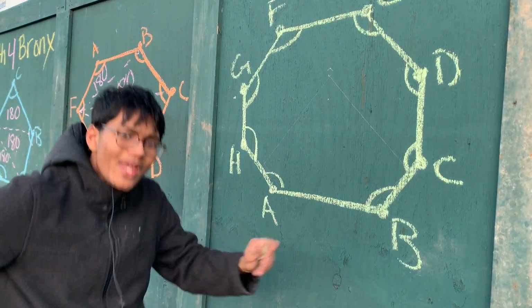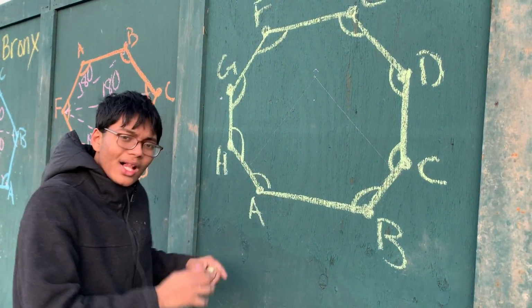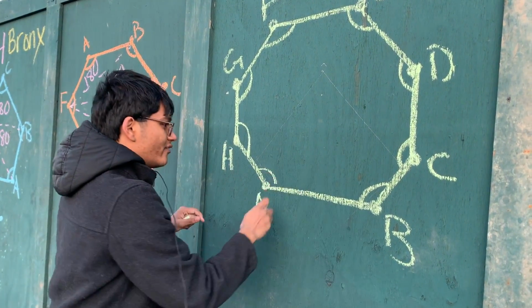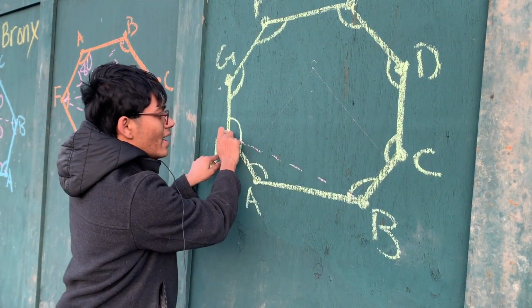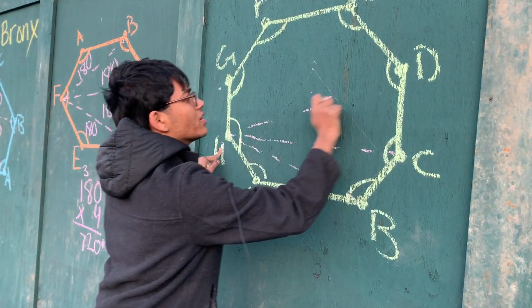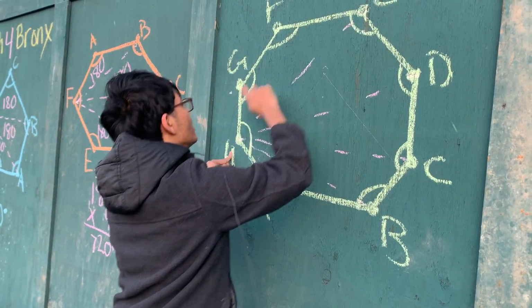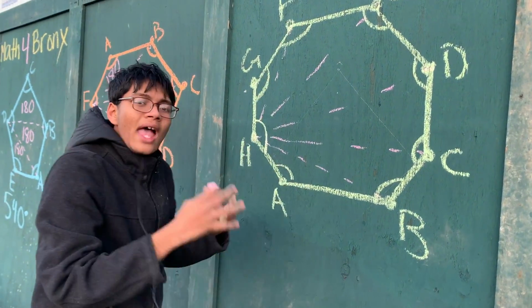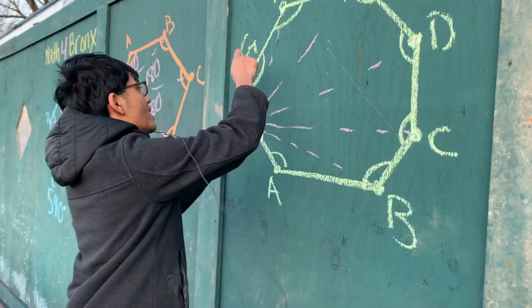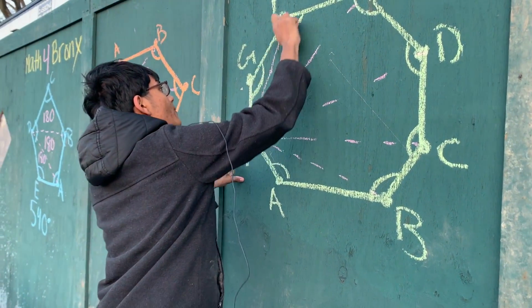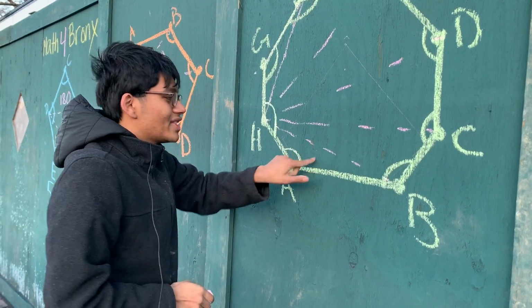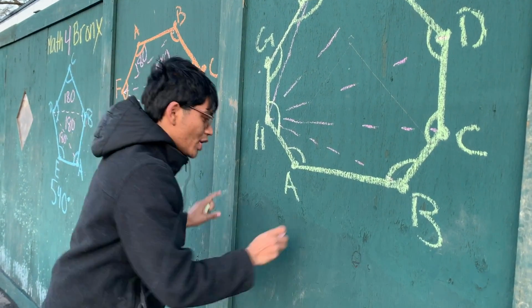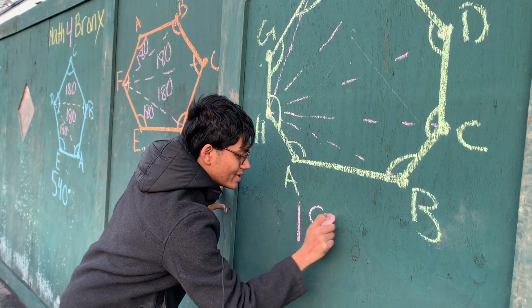What's the total degree measure of this octagon? Well, let's chop it up into some triangles and figure it out. So let's chop it up. So let's see, I've got one triangle here, another triangle here, another triangle here, another triangle here, and my final triangle here. How many triangles in total? Let's count it up. So we've got one triangle here. That's going to be 180 degrees. 2, 3, 4, 5, 6. 6 180 degree triangles.